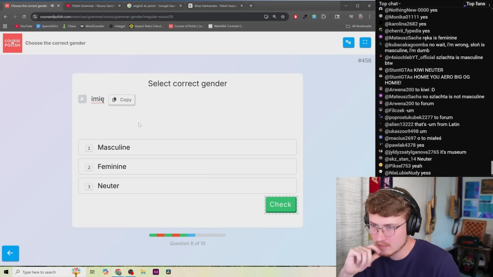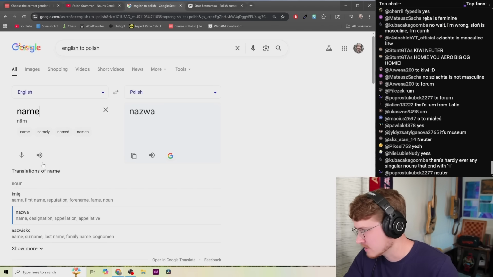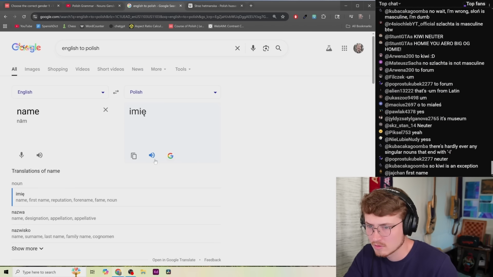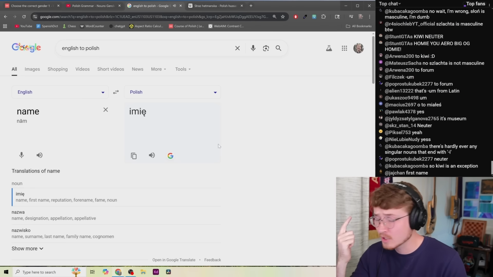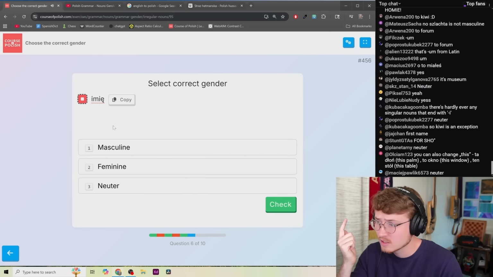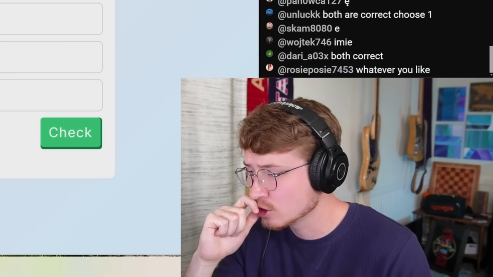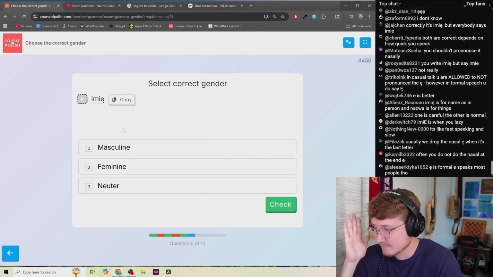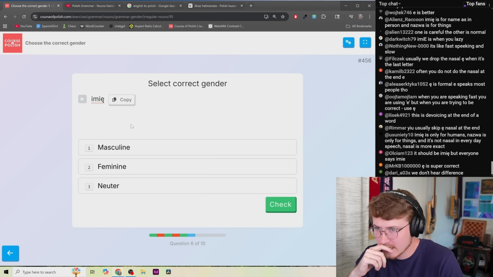Imię. But also nazwa means name. Okay, there's always a million words. Imię. Okay, so what's the correct pronunciation? Because this one says imię and this one says imię. Both are correct. Choose one. I'm just gonna say imię. And I'm gonna guess that it is neuter.